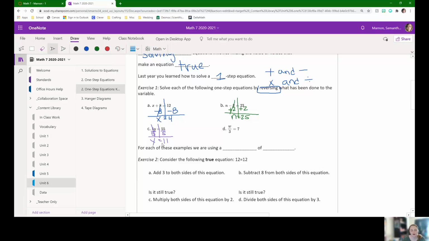And you can always test it back out. So we can take this 11 and multiply it by 5. Is it 55? Yeah, so that's a value that will make it true.